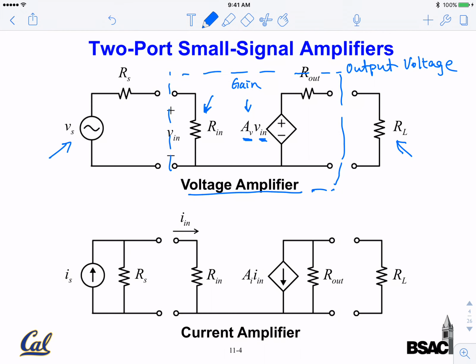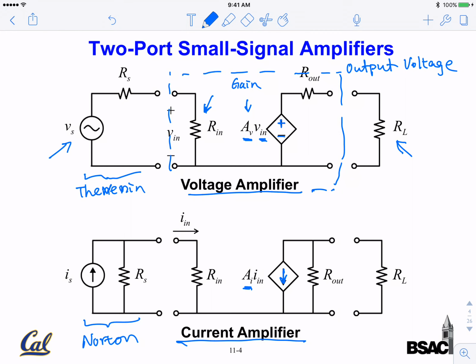You could have current in, current out. In this case, you have a current amplifier. Current, we usually represent the input part with a Norton equivalent circuit. Current is more naturally represented by a Norton equivalent circuit, whereas voltage, we normally represent by a Thevenin equivalent circuit. Okay. And here we have a dependent current source. So voltage source is denoted by the plus-minus sign here. Current source is denoted by the arrow.